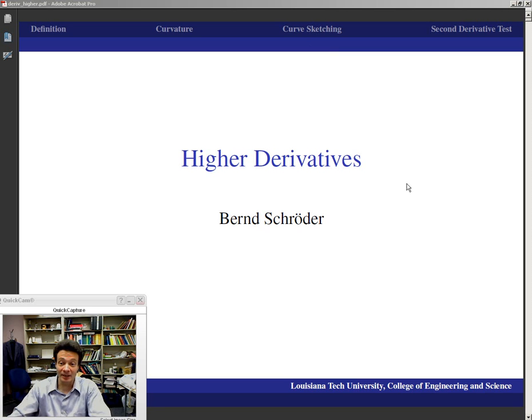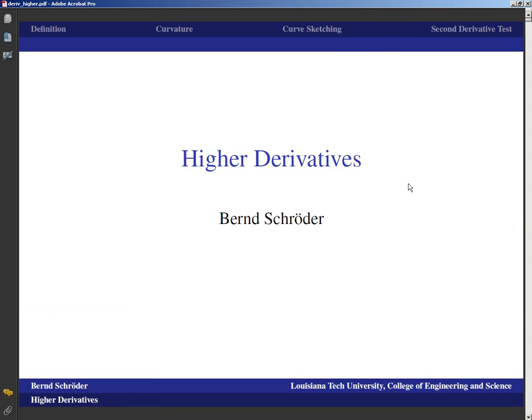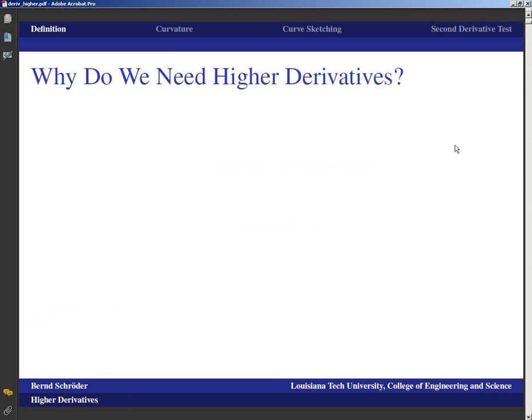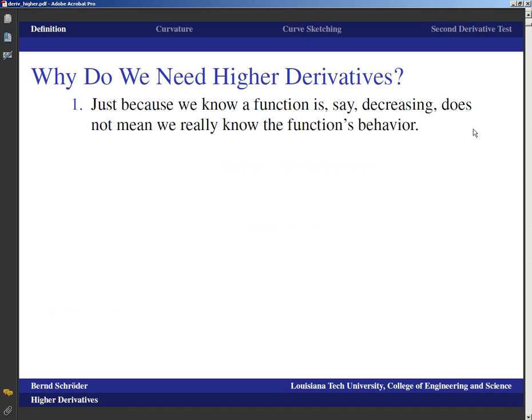Okay, well, let's take a look at higher derivatives. Sermon ends, lecture starts. Let's see, higher derivatives. Well, the first question again always is, why do we need higher derivatives? And basically, just because we know that a function is decreasing, for example, that doesn't mean that we really know the behavior of the function.